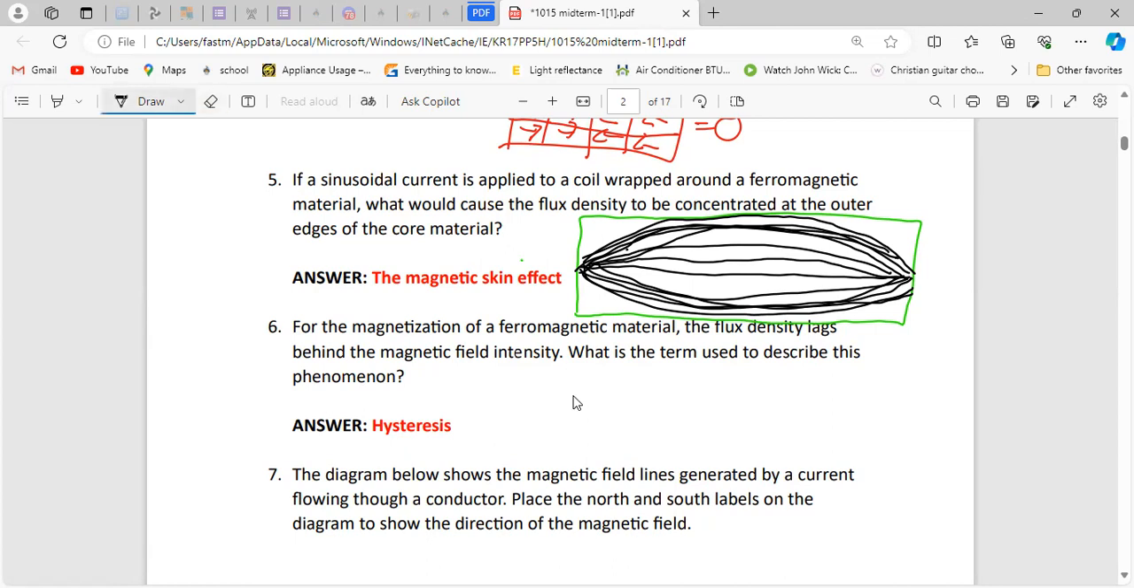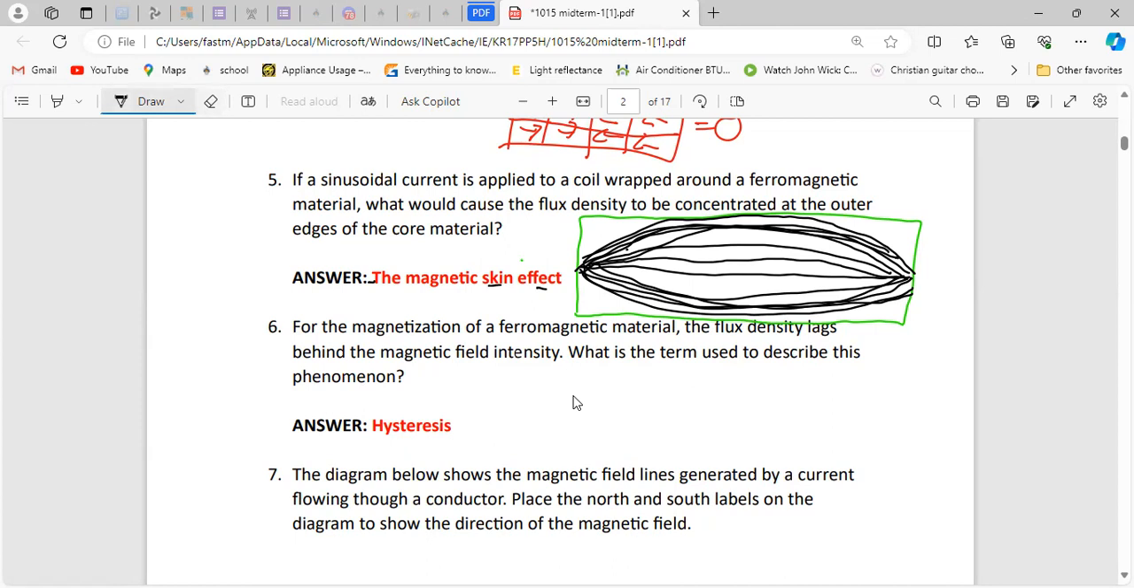Yeah. So that's called the magnetic skin effect. The phenomenon where the flux density is concentrated at the outer edges of the core material. Yeah? So hope that helps.